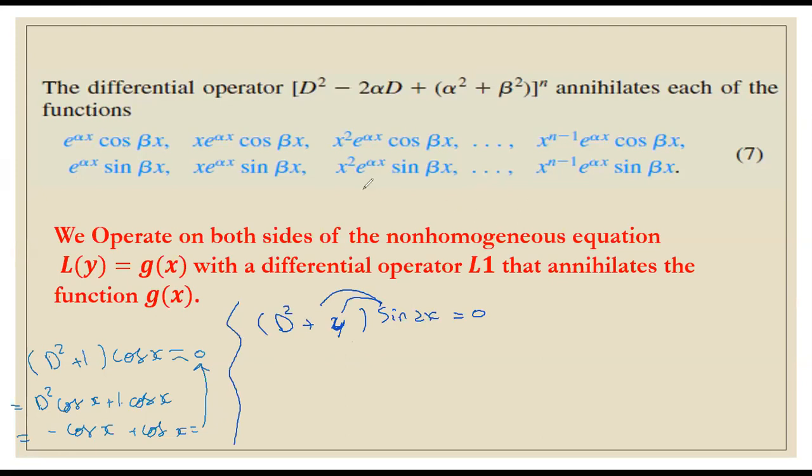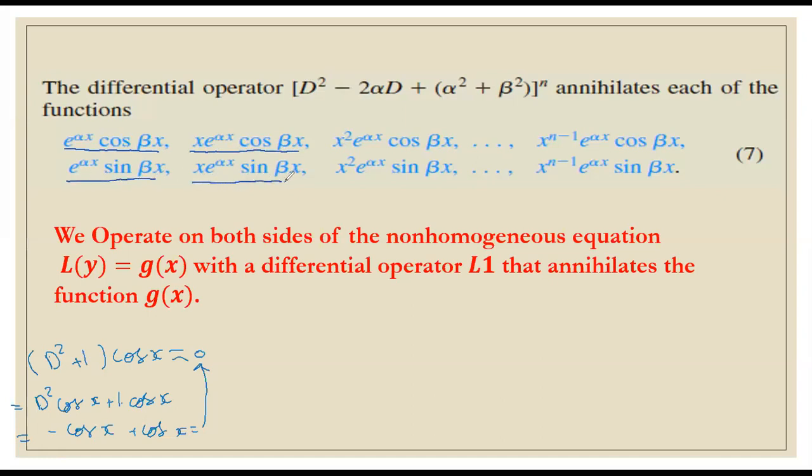So now the rule which you need to add to your cheat sheet: if you have exponential times cosine, or x times exponential times cosine, or exponential times sine, x times exponential times sine, x squared times exponential cosine x, and so on and so on, the rule says the annihilator for those is the following: d squared, minus 2 alpha.